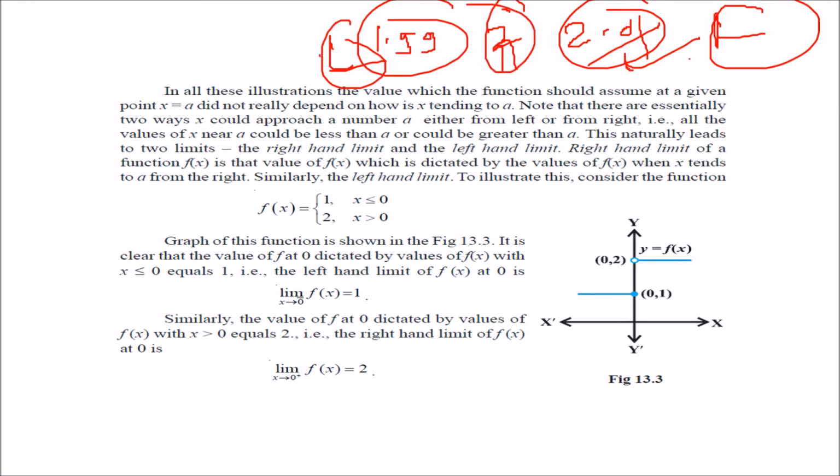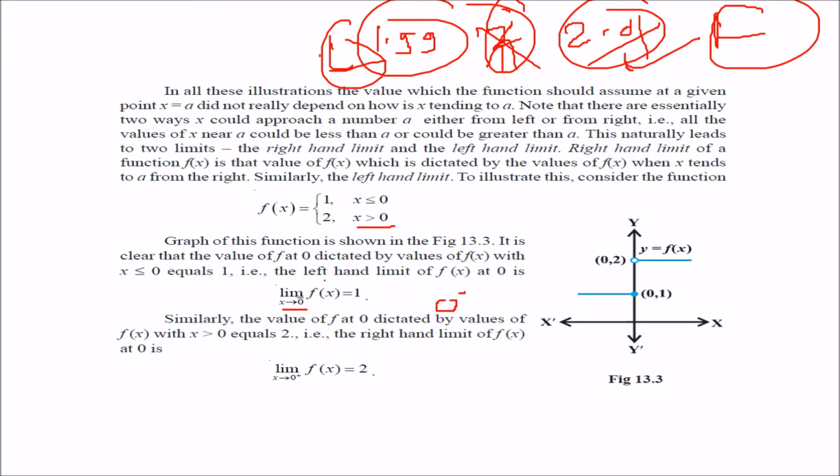If the left hand limit and right hand limit are not equal, then we say the limit does not exist. Let us take an example. f(x) is equal to 1 for x less than or equal to 0, and f(x) is equal to 2 for x greater than 0. So if we write limit x tends to 0 minus, this is 0 minus.